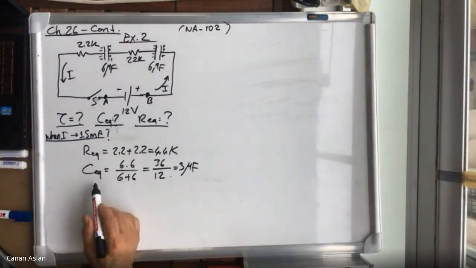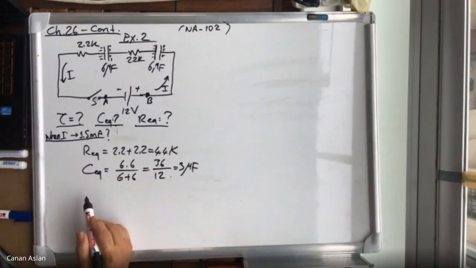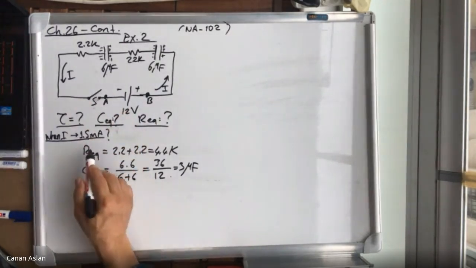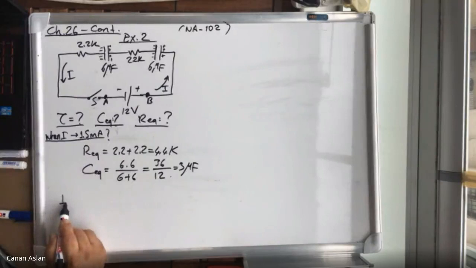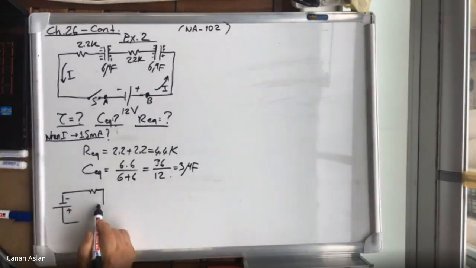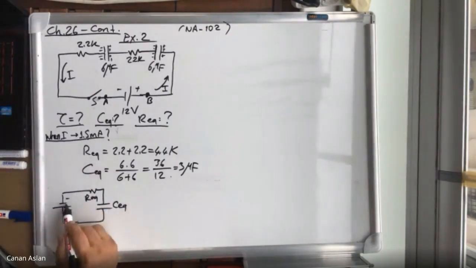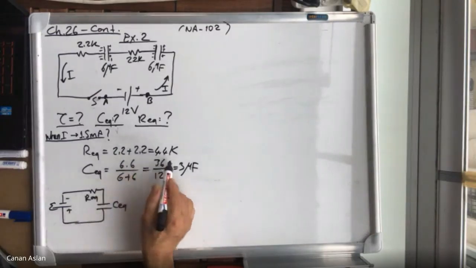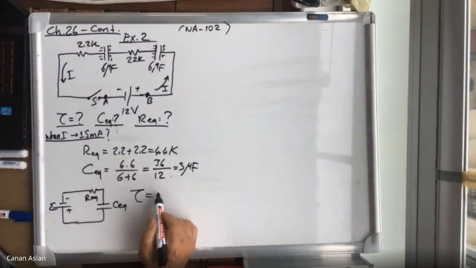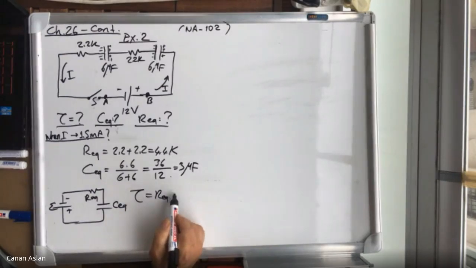Okay, so we found the equivalent capacitor and also the equivalent resistance. These are the resistance and capacitance that the power supply sees, okay? So if we have now this power supply, minus plus, now we have R equivalent and C equivalent. In this case, we know that the time constant is simply the multiplication of these two. So tau equals R equivalent times C equivalent.